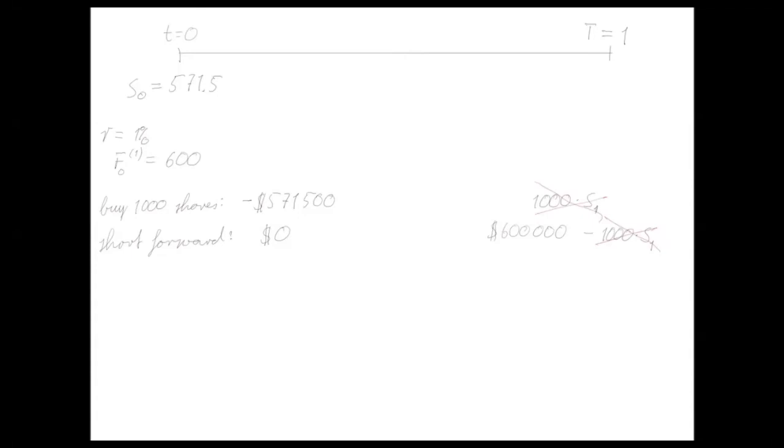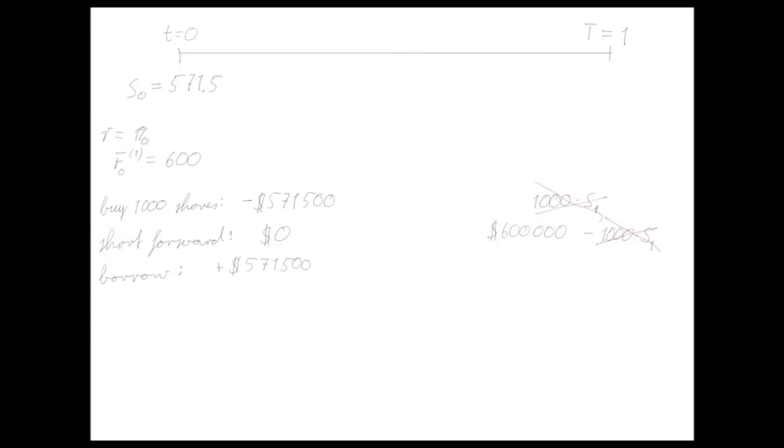But right now, I still have a negative cash flow at time 0 because I bought these Apple shares. So what can I do here? Well, I can go to the bank and ask to borrow some money from them to finance the purchase of the Apple shares. So I would borrow exactly these $571,500 from the bank, so that I have enough money to buy the Apple shares.